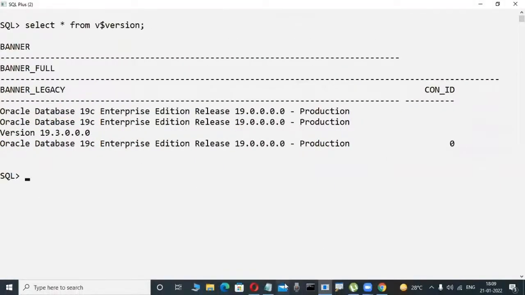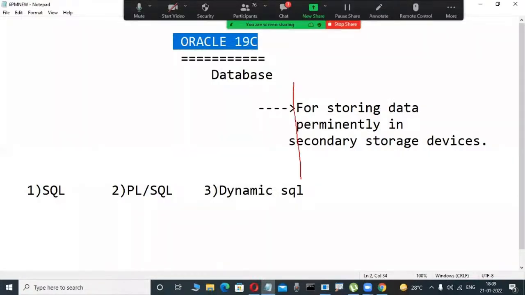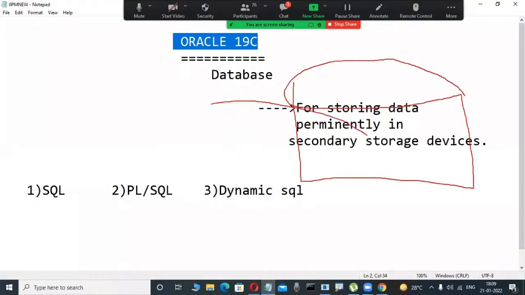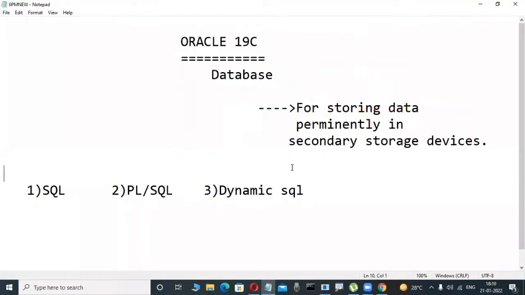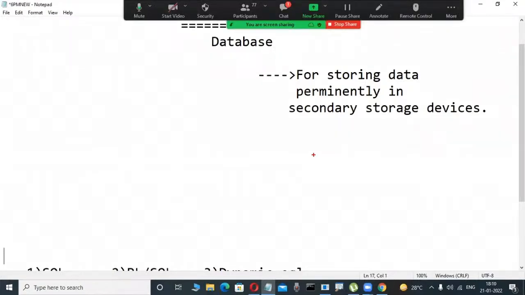What does this database mean? Once we install the Oracle software, some place is automatically created on the disk. In this place, we permanently store data. But these types of databases are relational databases, and 1970 onwards these database software have been available.